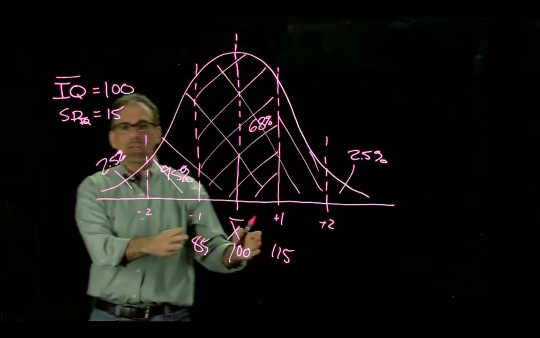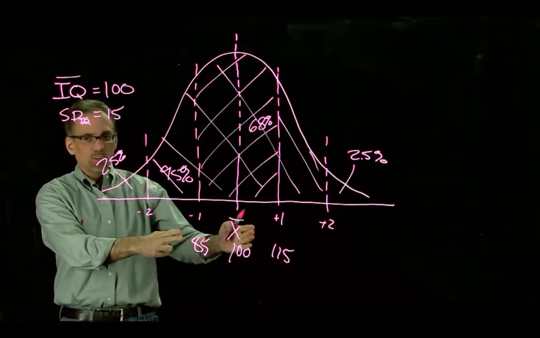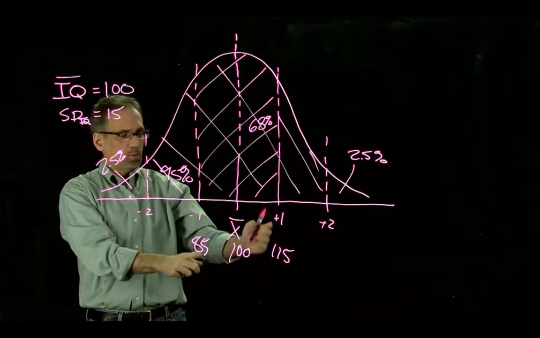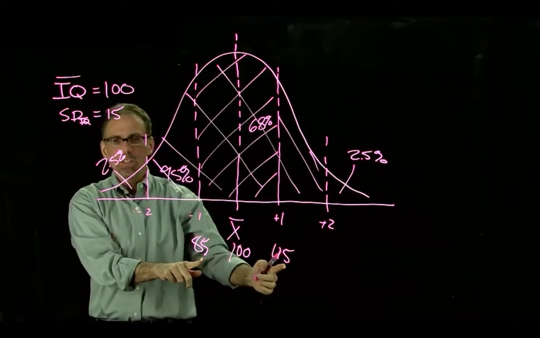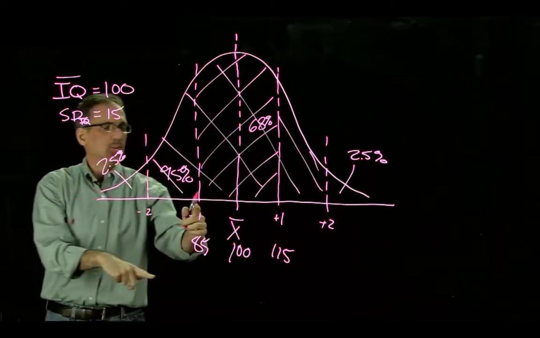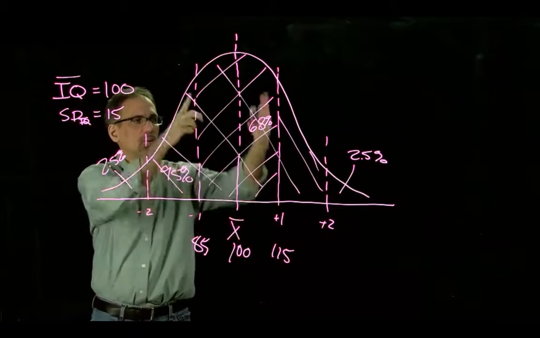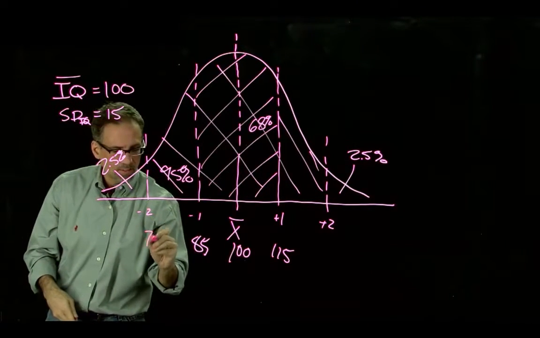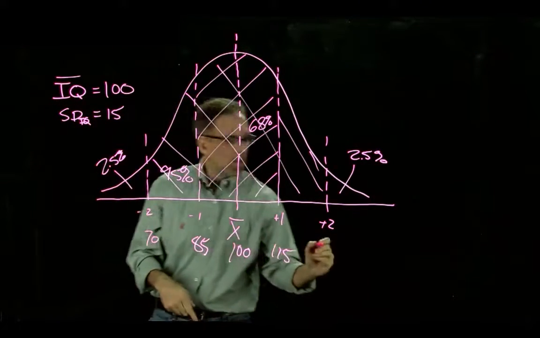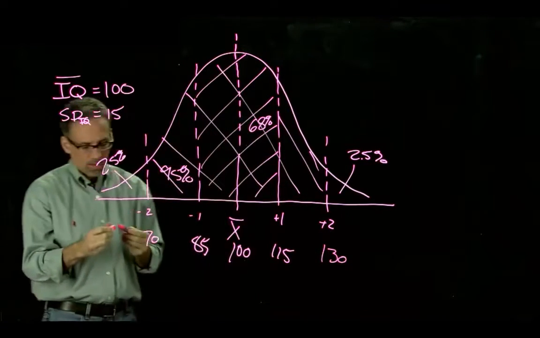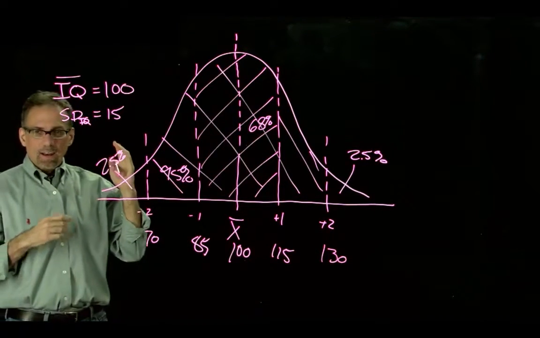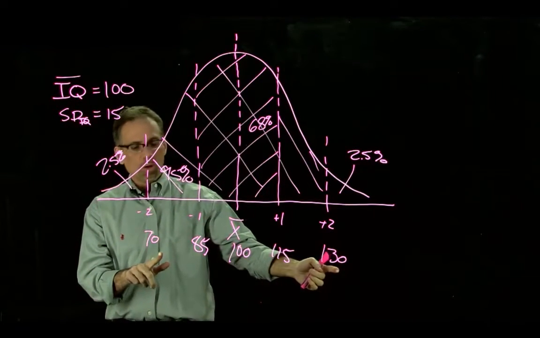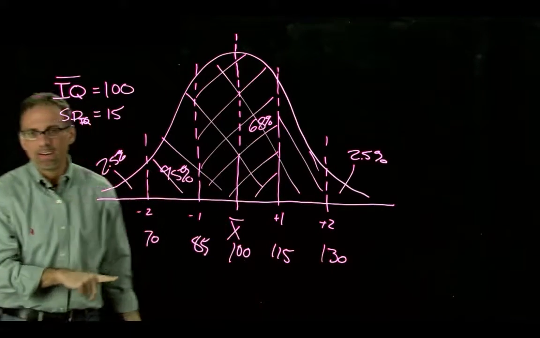So that tells me that in the population, 68% of the population's IQ is between 85 and 115, right? 1 standard deviation unit above and 1 standard deviation unit below. If I go out another 15, so I get down to 70 here on the low side, and I go up to 130 here, now I know that 95% of the population is between an IQ of 130 and 70, okay?